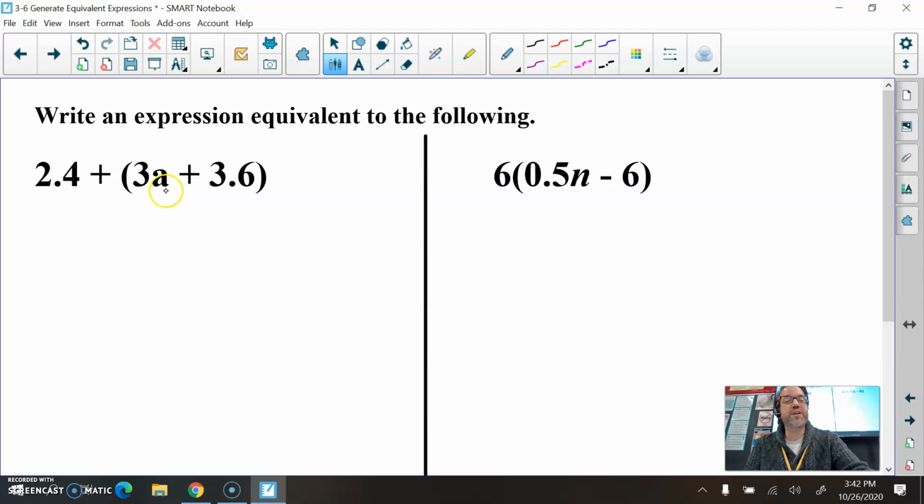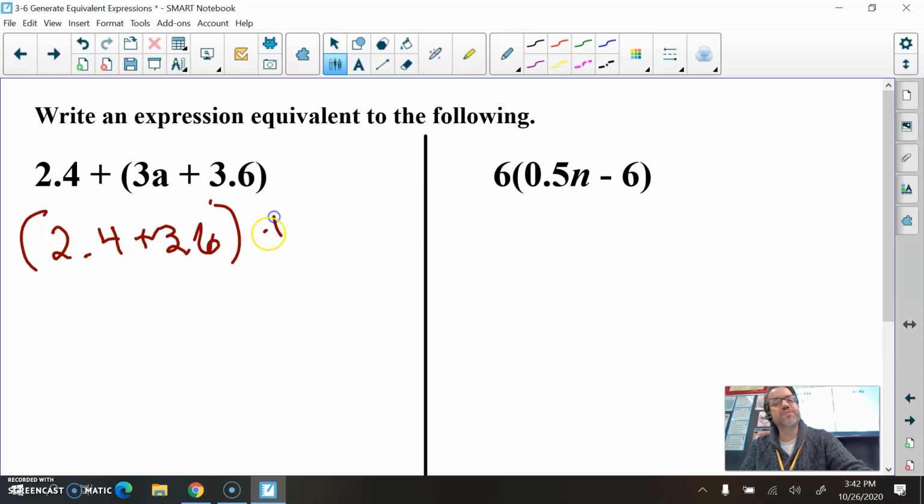2.4 plus the quantity 3a plus 3.6. Well, this one's different because instead of multiplying by this quantity, I have plus. Everything's adding. And I can use the associative property to change my grouping. Instead of 2.4 plus the quantity 3a plus 3.6, what if I put 3.6 with 2.4? 2.4 plus 3.6. Put that in parentheses, and then plus 3a at the end. Okay? Because I know what 2.4 plus 3.6 is.